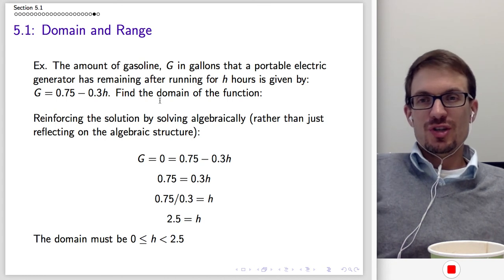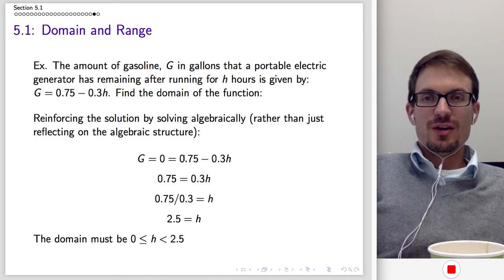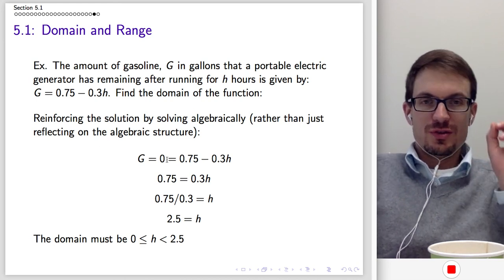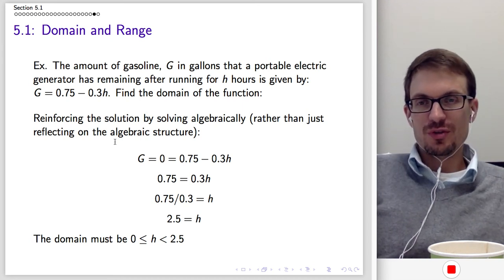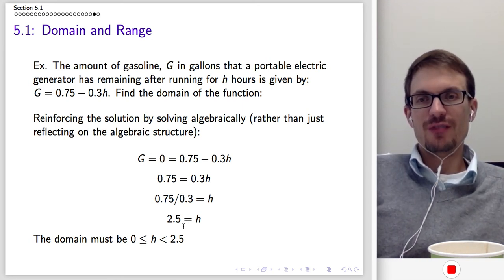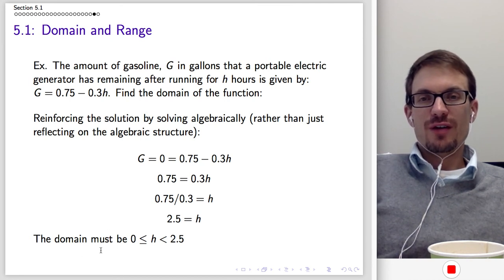And then what about G? Well, one thing we can do to find the domain, we can reinforce our solution by solving algebraically. G equals 0. When is there 0 left? Remember, G is our amount that's left. When is this equal to 0? We'll solve for the H, 2.5. So the domain must be between 0 and 2.5. Right?